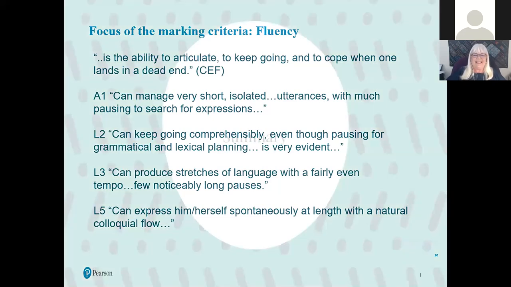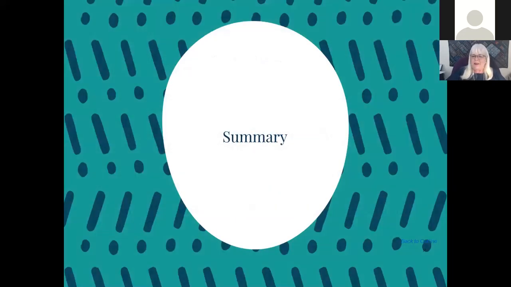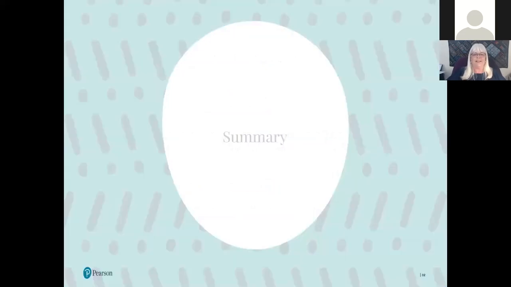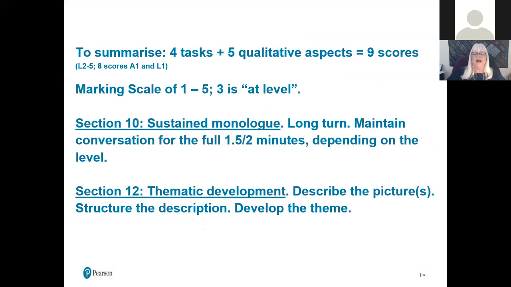So that's fluency, and that concludes the body of the presentation for today. I'll just give you a quick summary of what we have covered. We've looked at the 4 tasks, even though we've only looked at 2 of them in detail. 4 tasks and 5 qualitative aspects give you 9 scores, or 8 at the 2 lower levels. The mark scale of 1 to 5, where 3 is at level, and of course at level 5 it's only a mark scale of 1 to 3.